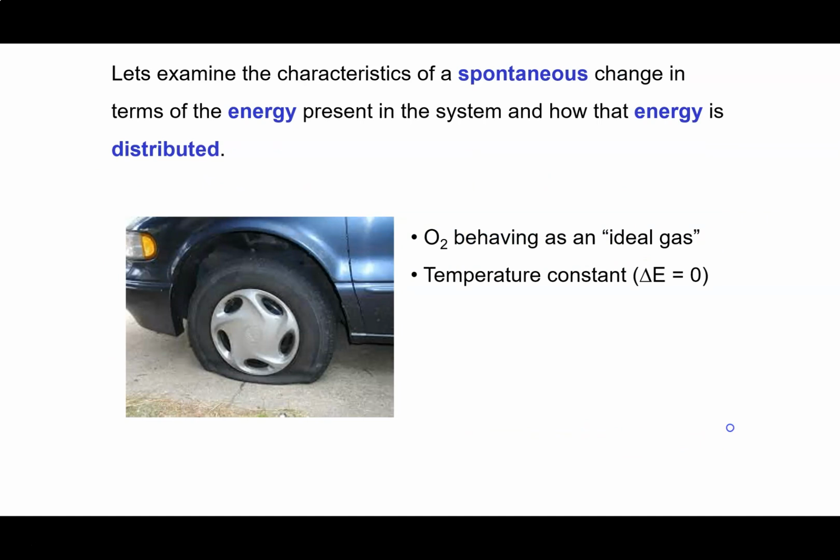So let's consider a really simple spontaneous process. We're going to consider the gas leaking out of a hole in a tire. We're going to assume that the gas is made entirely of O2 molecules, and we know what the Lewis diagram for O2 looks like. And we're going to assume that the temperature remains constant.